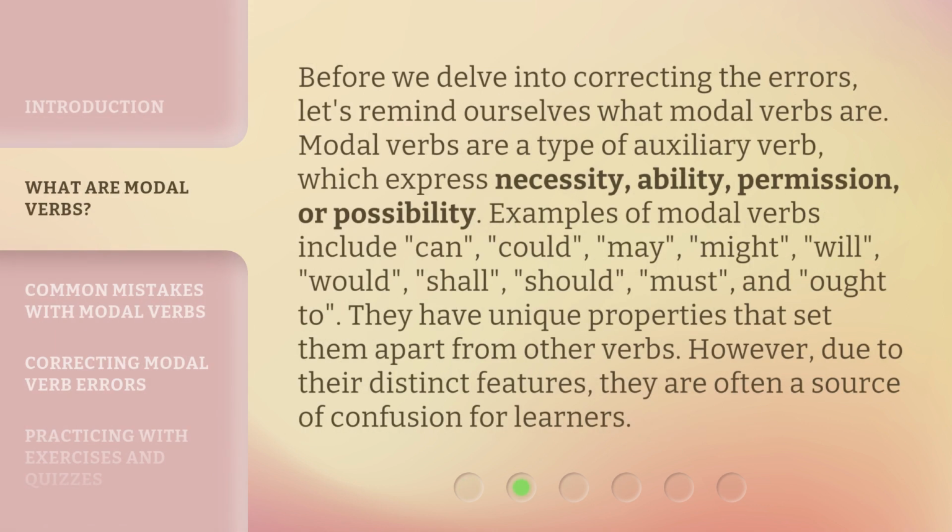Before we delve into correcting the errors, let's remind ourselves what modal verbs are. Modal verbs are a type of auxiliary verb, which express necessity, ability, permission, or possibility. Examples of modal verbs include can, could, may, might, will, would, shall, should, must, and ought to. They have unique properties that set them apart from other verbs. However, due to their distinct features, they are often a source of confusion for learners.